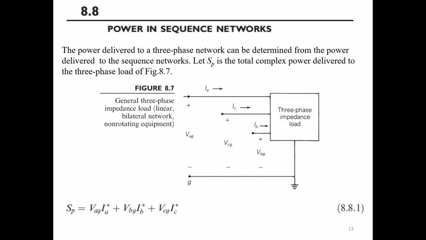So if we discuss the power, what would happen to the power in the sequence network? We just look into the general formula first. If we have the three-phase load, in this case the impedance load, we want to see how much power is being consumed by this load. We express the three-phase consumption of this bunch of load by the multiplication between V and the conjugate of the phasor current.